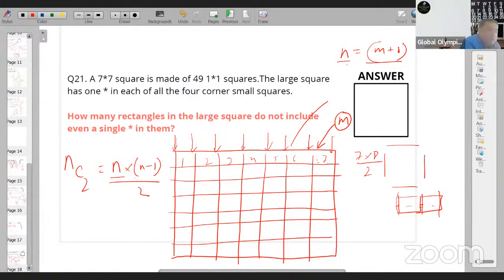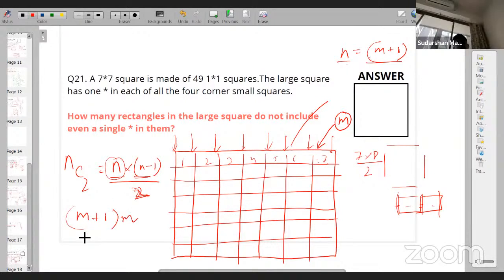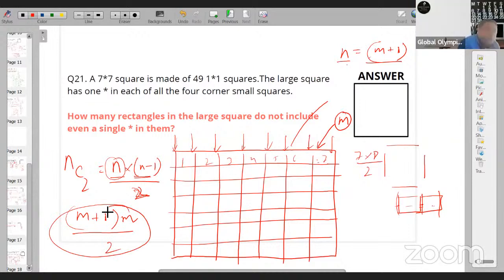n choose 2 is n into n minus 1 by 2. This is what you use, right? Now look at n. n becomes m plus 1. If you substitute it, n is m plus 1, and n minus 1 is m itself. Into m. And this is the formula for what? 1 to m. So 1, 2, 3, 4, 5, 6, 7, 8. m into m plus 1 by 2. Same thing. Understood or not?